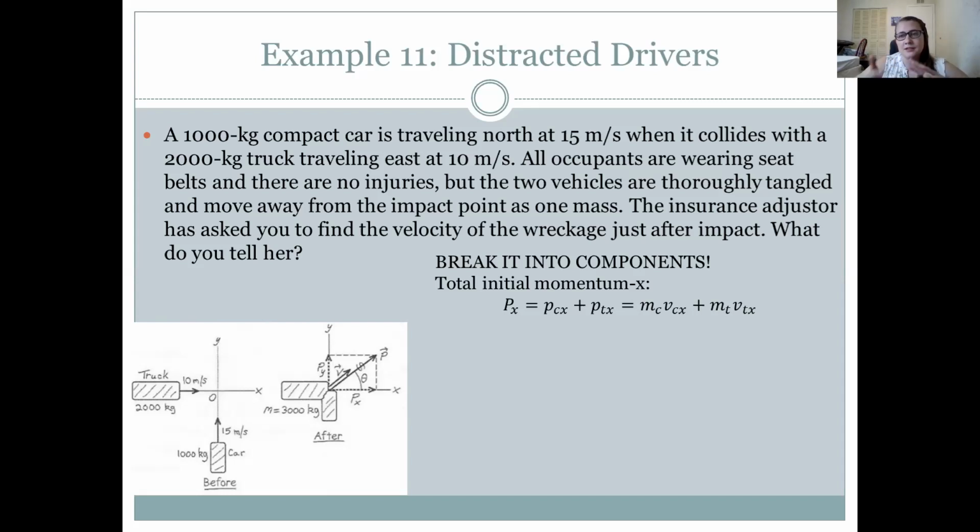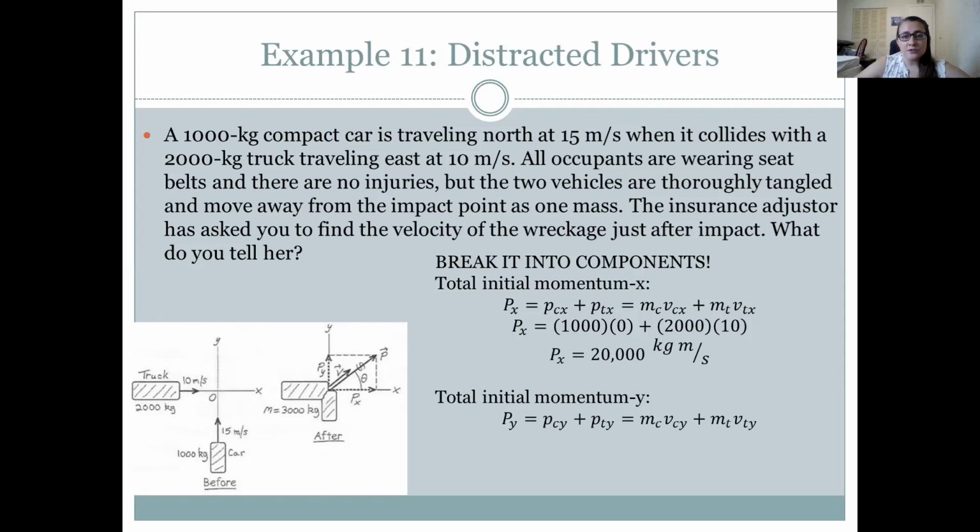And again, momentum is mass times velocity. But the car is not moving in the X direction at all initially. It's moving in the Y direction, just north. So that velocity in the X direction for the car is 0, and that term will totally disappear. And so really we just have the truck's momentum in the X direction to think about. And that is the mass of the truck, 2,000, times the velocity of the truck, 10 meters per second. So our total X momentum initially is 20,000 kilogram meters per second.